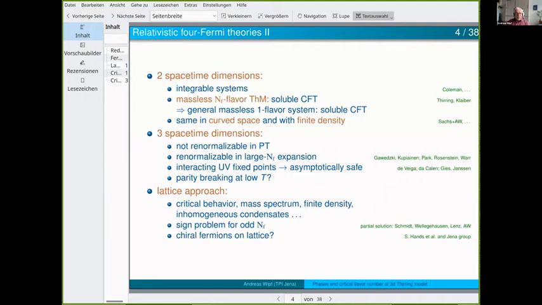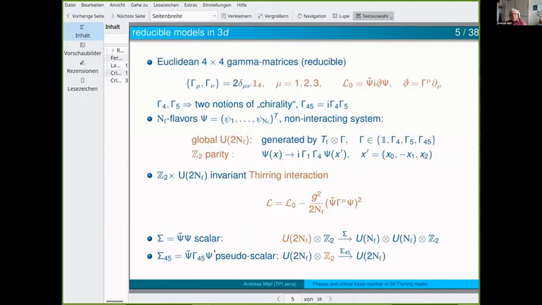And this has been used in the past by several groups to discuss the critical behavior, critical exponents, the mass spectrum, even study this model at finite fermion density, study inhomogeneous condensates, and so on. We will again, as I told you, talk a little bit about the sign problem, and this depends a bit on which type of models you're looking at, of course. And we will discuss results obtained with chiral fermions on the lattice.